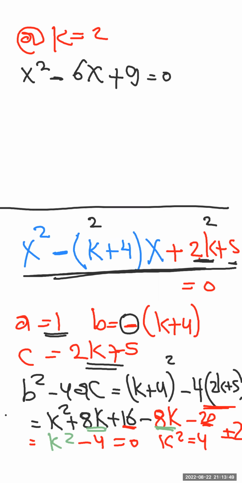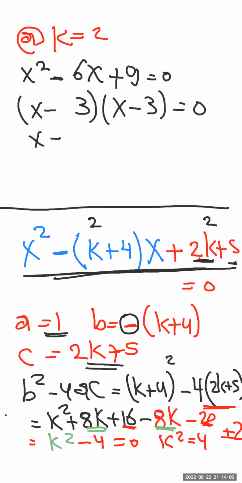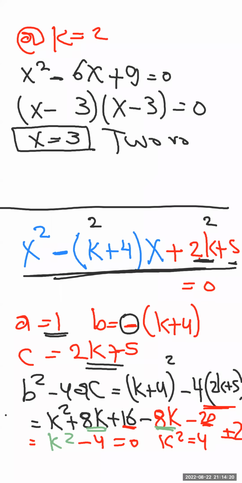Okay. So we want to get the two roots. So simply, I think this one is factorizable, right? So it will become like that: (x minus 3)(x minus 3), done, right? So x equals 3. So the roots are 3. Okay. So at k equals 2, the two roots are equal and each one of them equals 3. Two roots equal 3. Okay. So that was the first step.